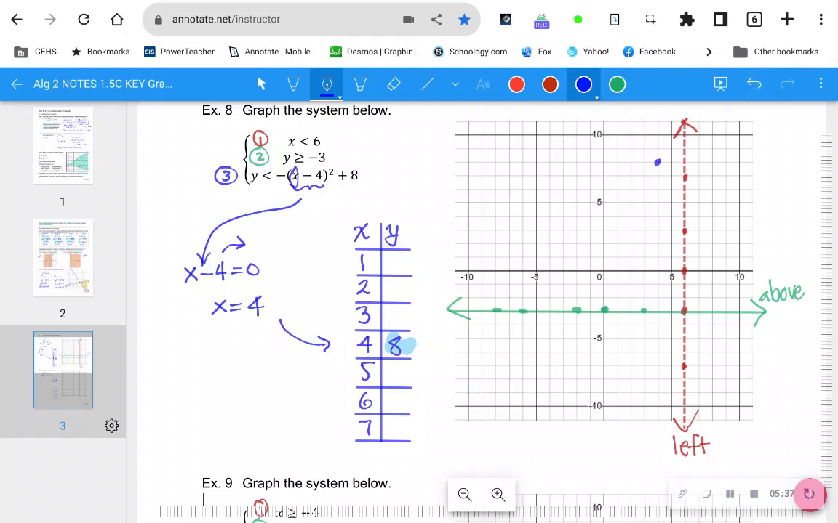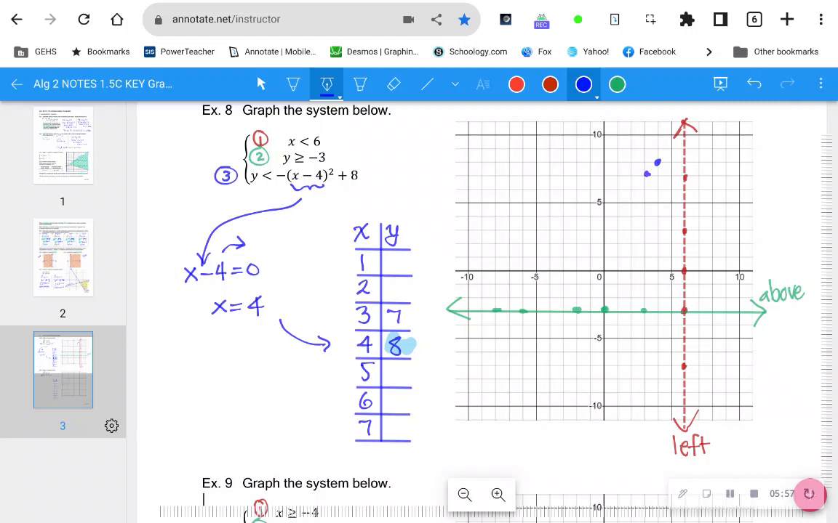3 minus 4 is negative 1. Negative 1 squared is negative 1 times negative 1 is 1. And you change the sign, so now we have negative 1. Add 8 to it, and you get 7. So that would be that point right there, 3, 7.